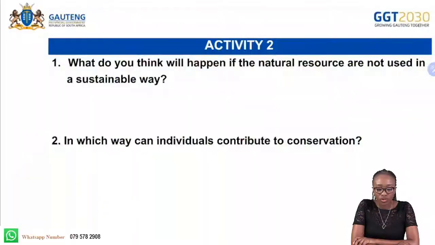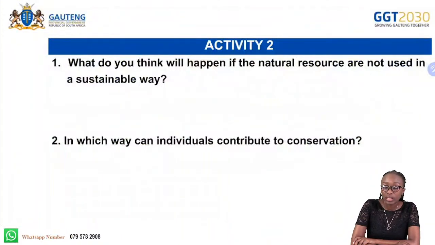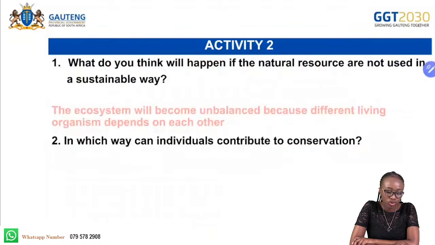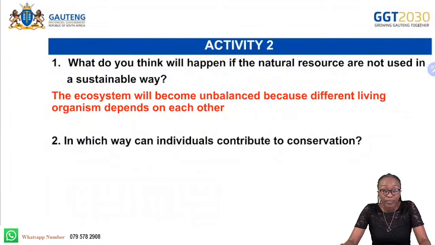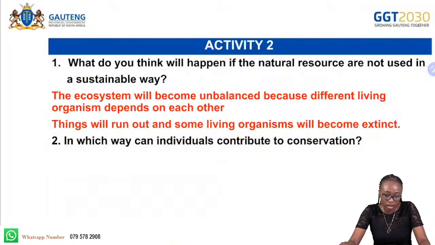Welcome back. Now let's answer the questions together. What do you think will happen if the natural resources are not used in a sustainable way? Why? The ecosystem will become unbalanced because different living organisms depend on each other, and things will run out, and some living organisms will become extinct.